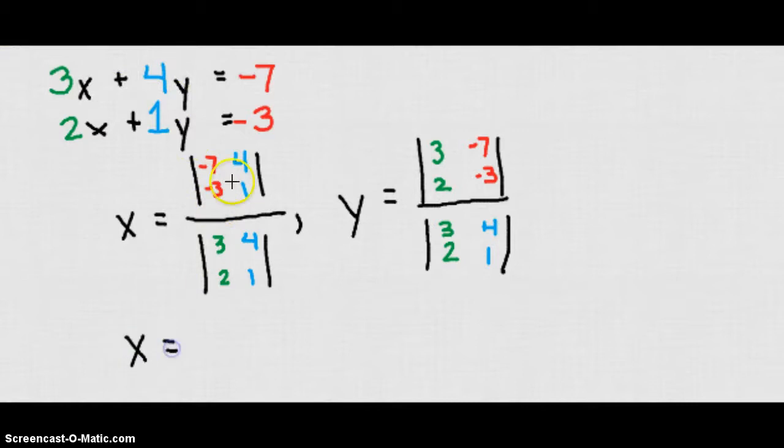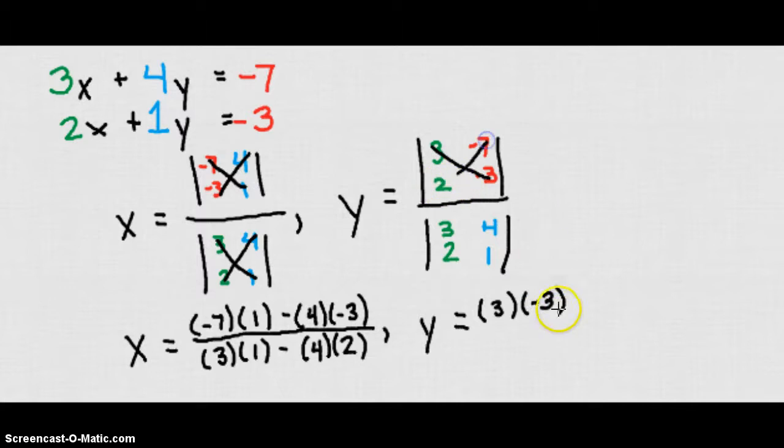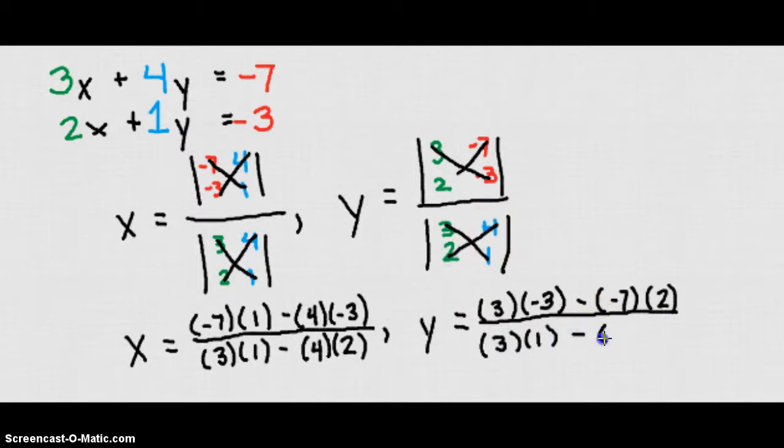Remember, so we have x equals, let's find the value of this determinant. We have negative 7 times 1, and then we're going to subtract 4 times negative 3. The value of the bottom determinant, we're going to take 3 times 1, and then subtract 4 times 2. So that's our x. For y, we're going to have 3 times negative 3, and we're going to subtract negative 7 times 2. For the bottom, we're going to have 3 times 1, and we're going to subtract 4 times 2.